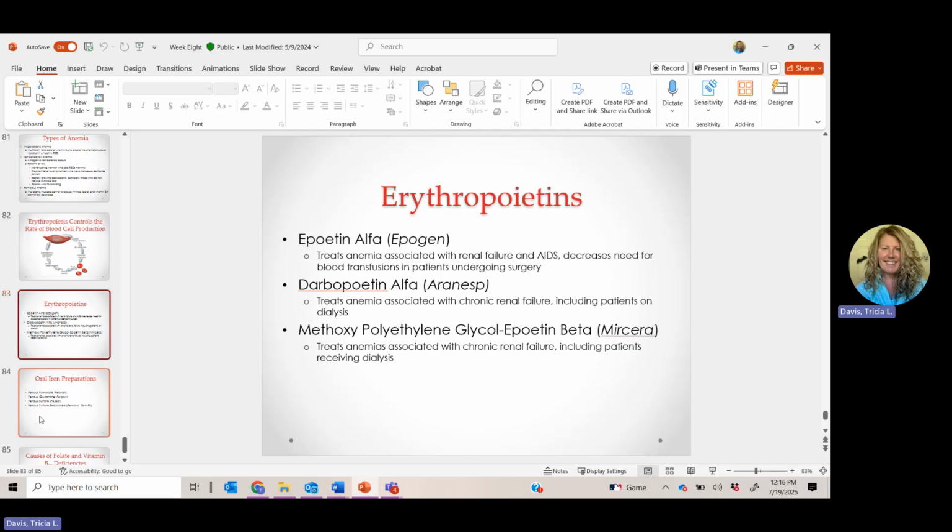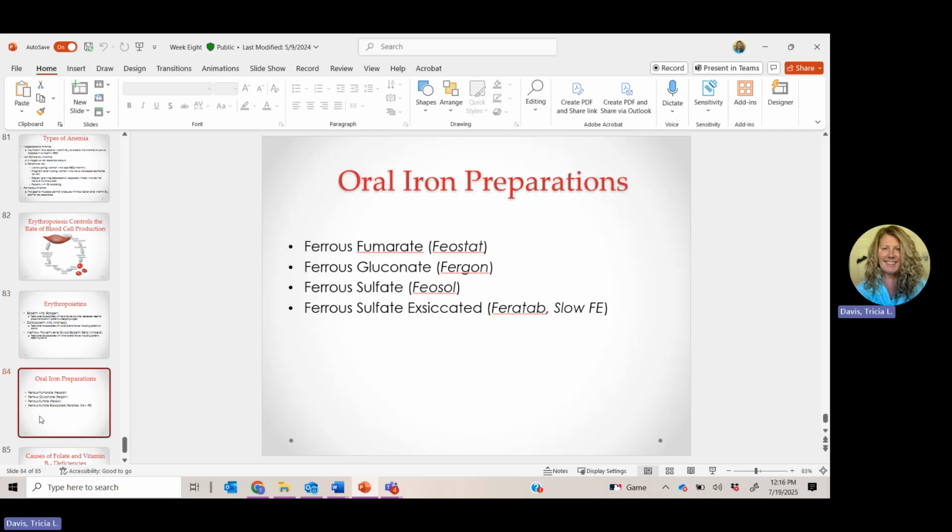We can give epoetin, which is Epogen. This will treat anemia associated with renal failure and patients that have AIDS. It decreases the amount of blood transfusions they're going to need. You do need to know that medication for your exam, and you need to know erythropoiesis and how it happens and where it happens. We can also give oral iron preparations. Some of the most common ones that you will see are ferrous fumarate, ferrous gluconate, ferrous sulfate, and then Feratab or Slow Fe.